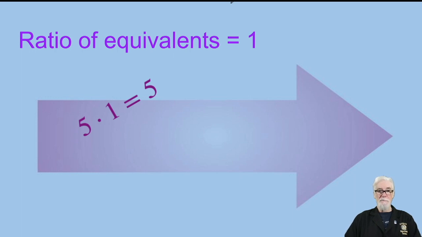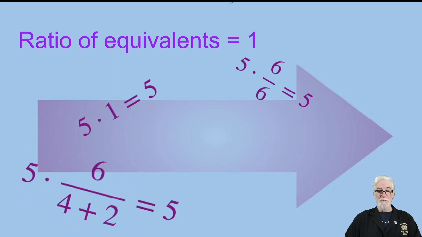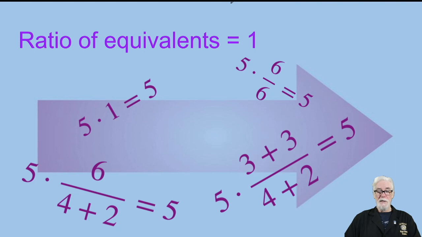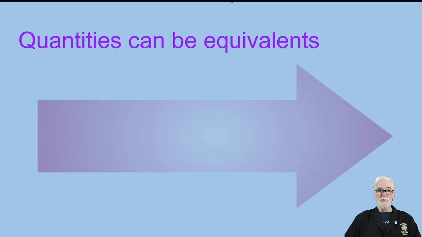So 5 times 1 is 5, as we've seen before. But because 6 over 6 is also 1, 5 times 6 over 6 is 5. And because 4 plus 2 is 6, and 6 divided by 6 is 1, 5 times 6 divided by 4 plus 2 is also 5. And because 3 plus 3 is also 6, 5 times 3 plus 3 over 4 plus 2 is also equal to 5.